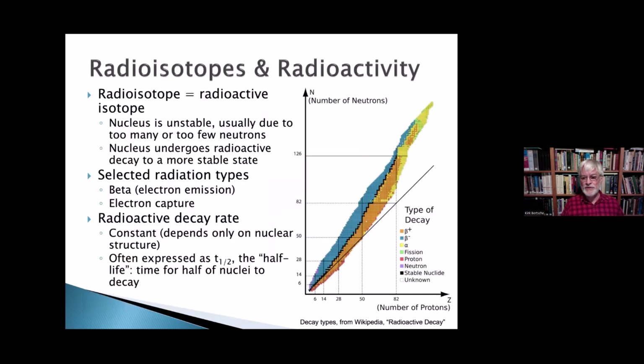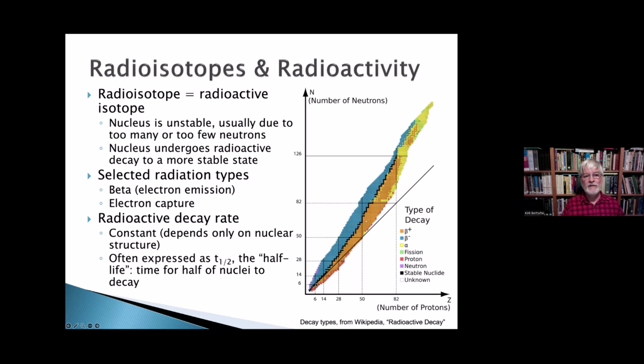So radioisotopes: with different numbers of neutrons, isotopes can be either stable or unstable. Some isotopes are stable and lots of them are unstable. On this curve, the black points are the stable isotopes. Here is carbon with 6 protons and 6 neutrons, and that's carbon-12, which is stable. The next one up would be carbon-13 on this chart. That's also stable, but then you get to carbon-14, and it's not stable.